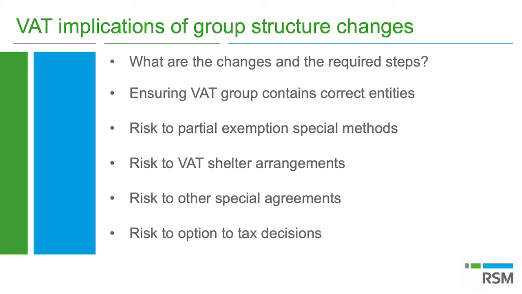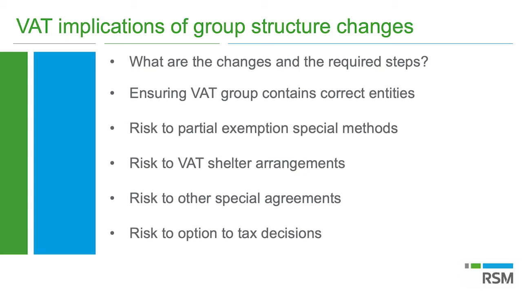The remaining 4 bullet points on the slide represent other risks that must also be considered as part of the process. Losing an existing partial exemption special method is a key risk. Many of these methods are extremely favourable but were agreed a long time ago, and it may be difficult to re-agree such favourable methods. There may also be a risk to VAT shelter arrangements, and as those of you who operate them will know, these can generate significant payments each month on the VAT return, so we wouldn't want to jeopardise such arrangements.